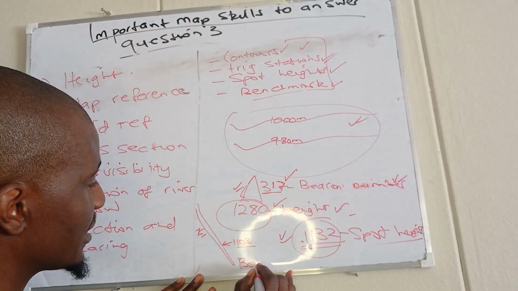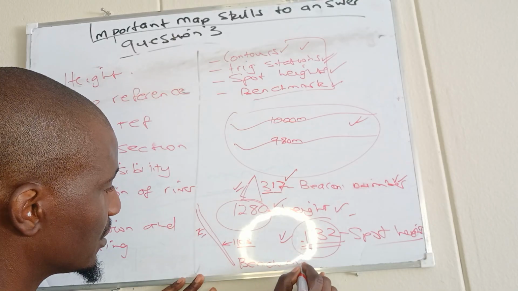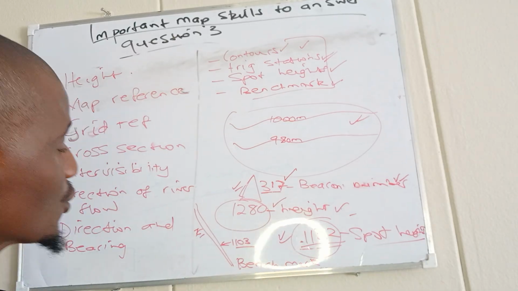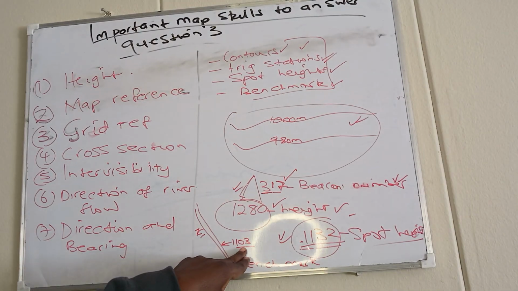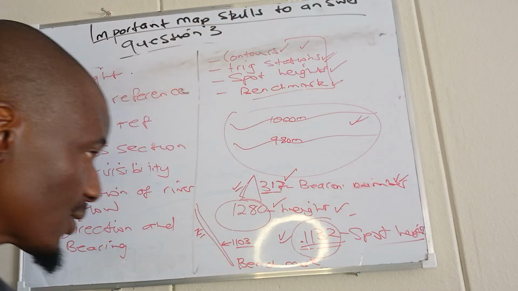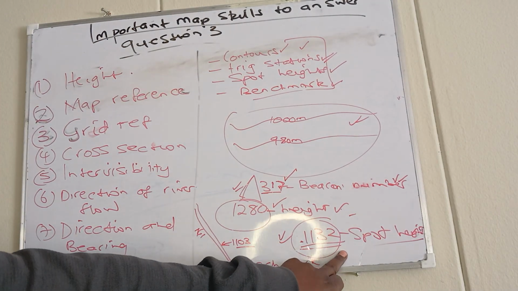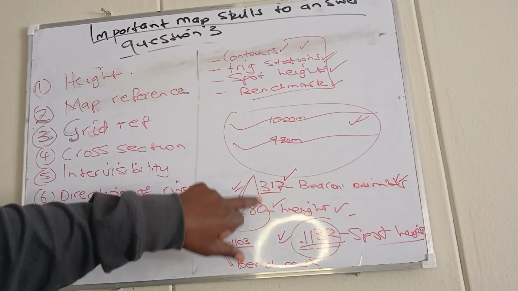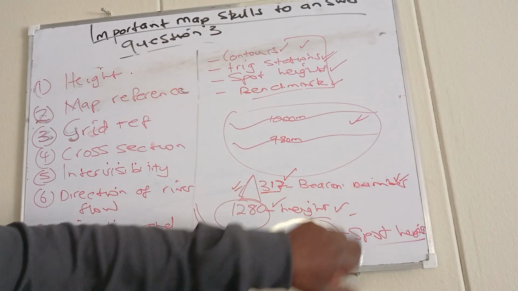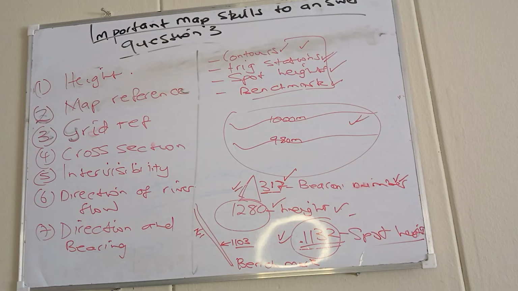So we have a benchmark. Of course, it has height, and then the arrow that is pointing towards the road. Then you've got your spot height here. You've got your trig beacon or trig station, which has the beacon number and the height. Then you've got your contours.